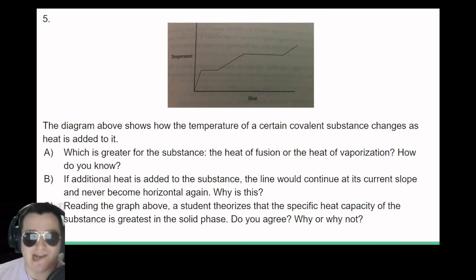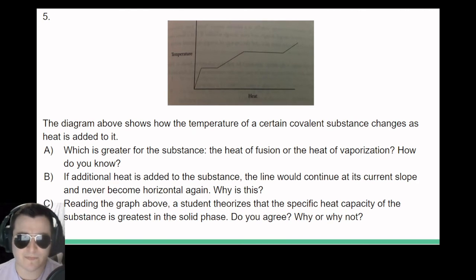The vaporization was higher than the fusion. If additional heat is added to the substance, the line would continue at its current slope and never become horizontal again. Why is this? Well, it's because we're already a gas.